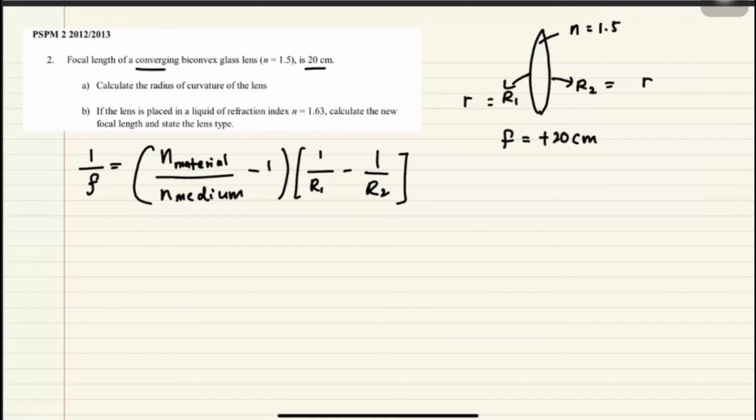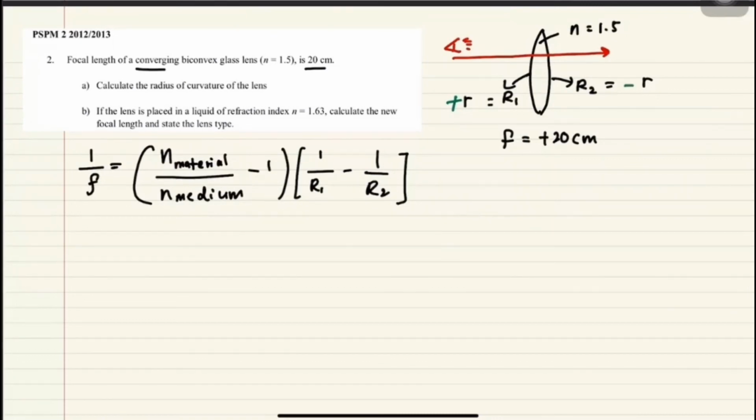But you still have to determine whether which one is positive and which one is negative. Nak tentukan buat ray. Okay. So basically you are looking from this point. This surface kamu nampak dia sebagai cembung. So R1 positif ke negatif? Positif. Sebab apa? Sebab nampak dia sebagai convex lens. Okay, yang belakang ni kamu nampak dia sebagai cekung, so dia adalah negatif. Okay, very good.